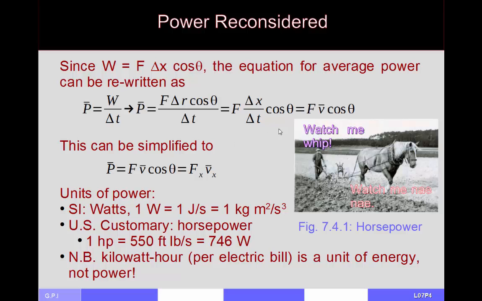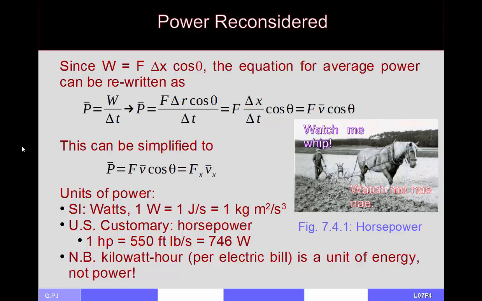which is the same as, ultimately, force times average velocity times cosine of the angle between the displacement and the force, which incidentally will be the angle between the force and the velocity. And so you can simplify that, for example, by defining the velocity as being entirely directed in the x direction in one dimension. We would say that the average power is the force along the x direction times the velocity along the x direction.